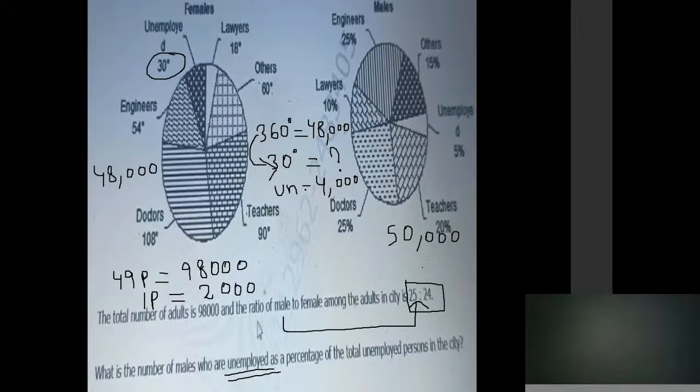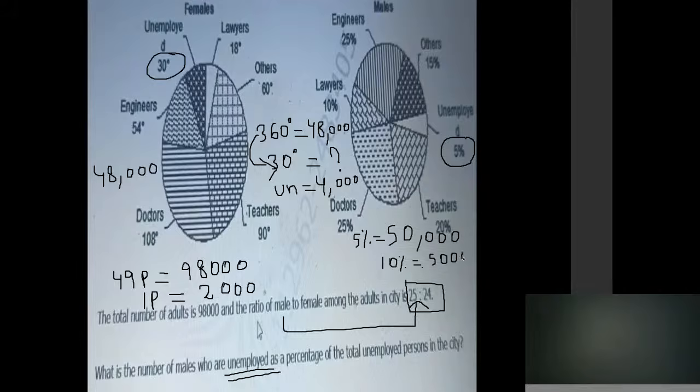Next, we should find for males also. If you observe here, the unemployed percentage is 5 for males. So we should find 5% of 50,000. First let us find 10% of 50,000, which is 5,000. The zeros cancel. 10% is 5,000.